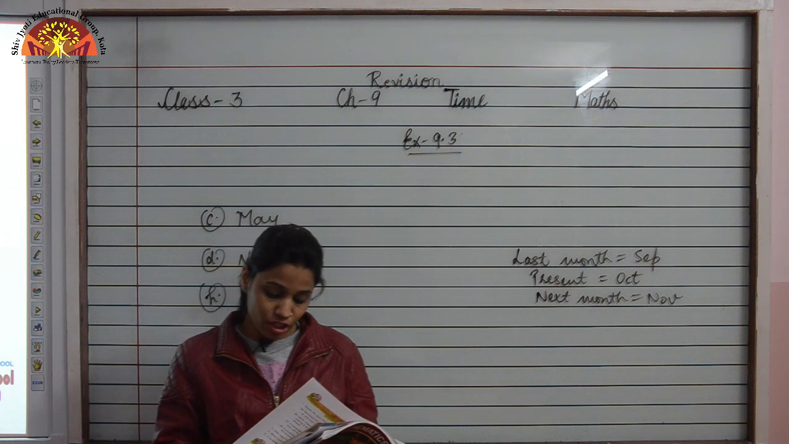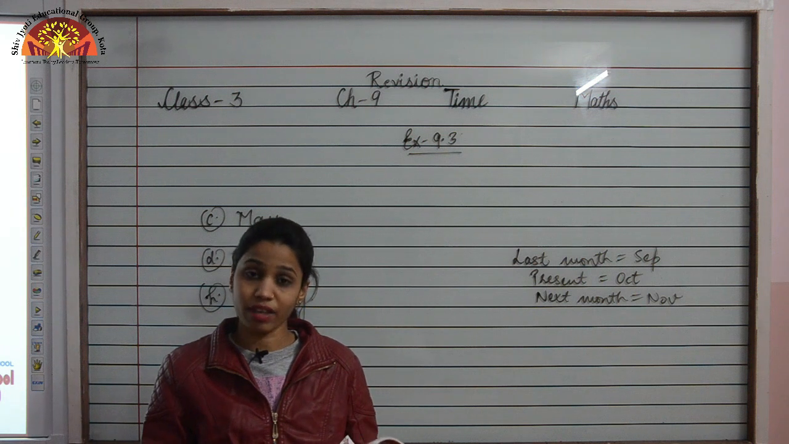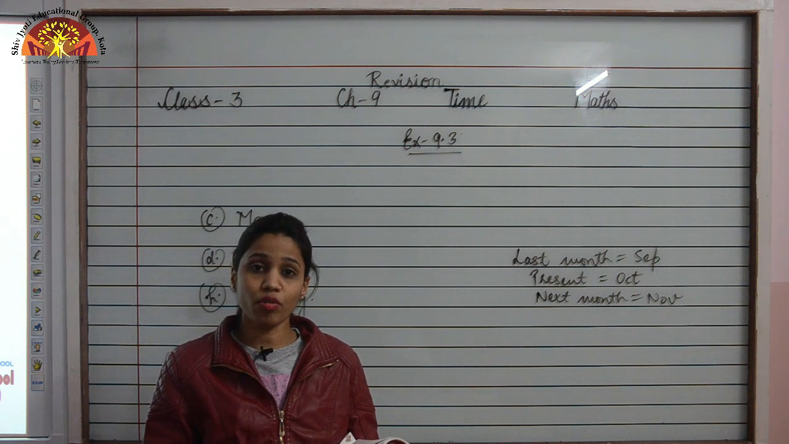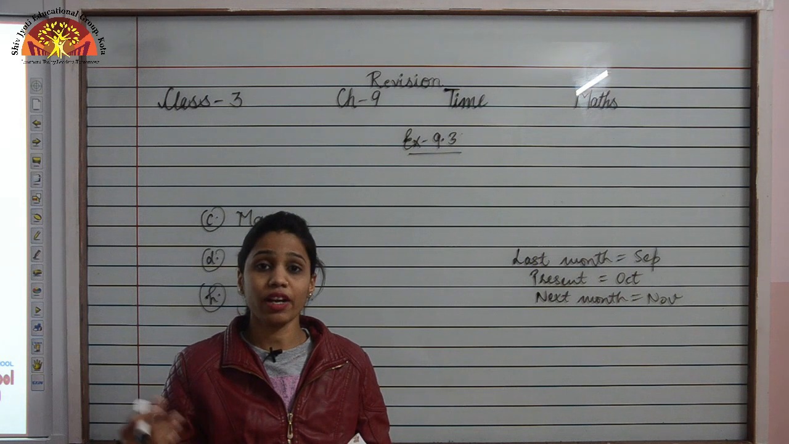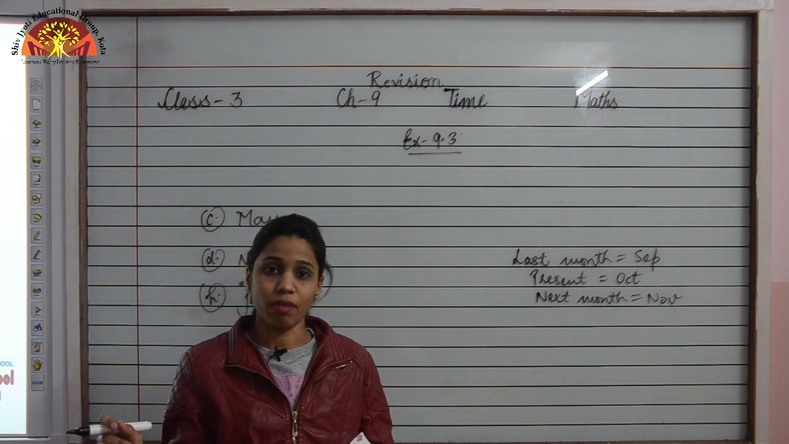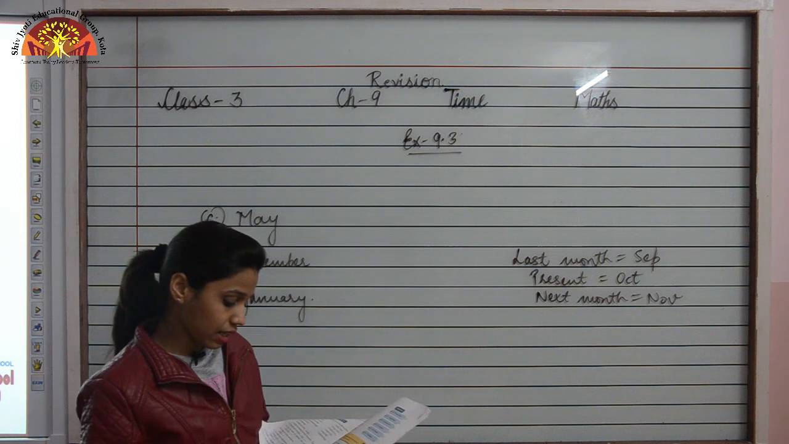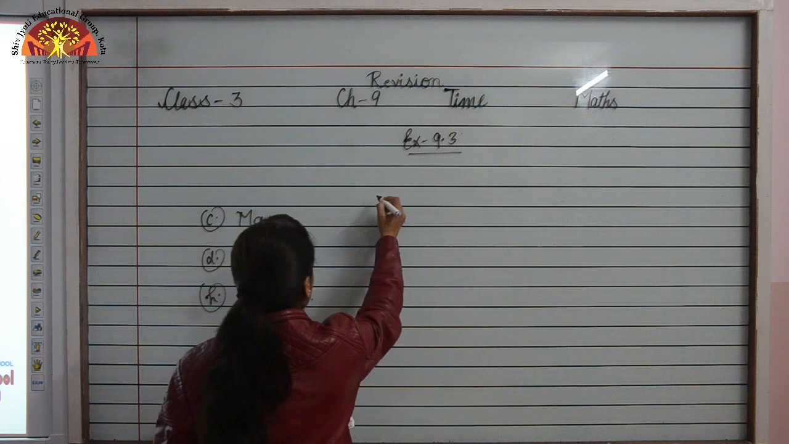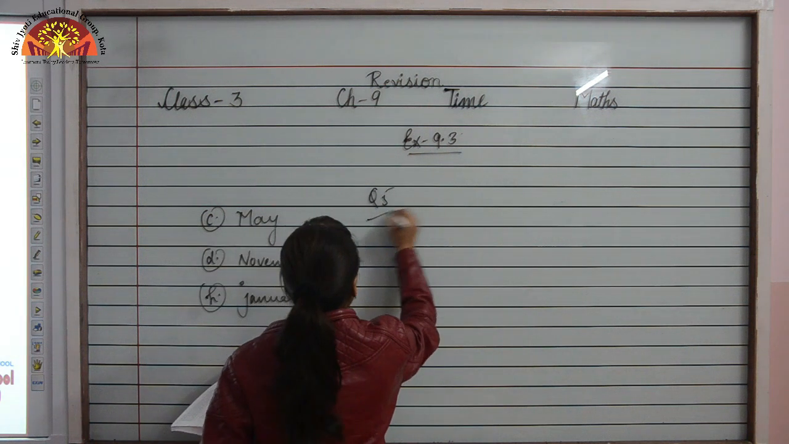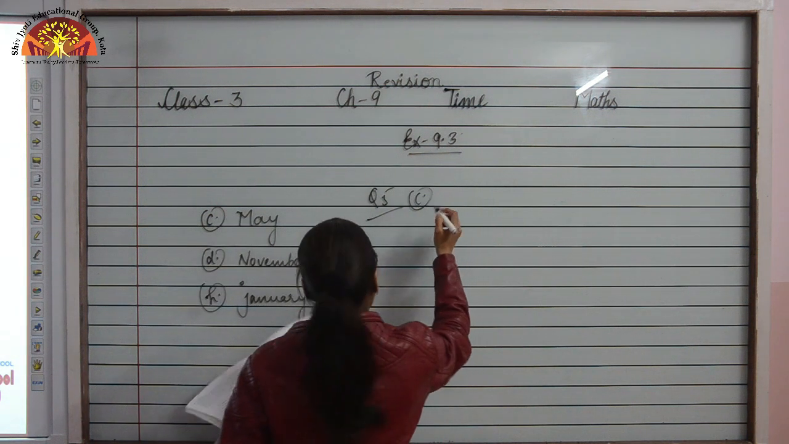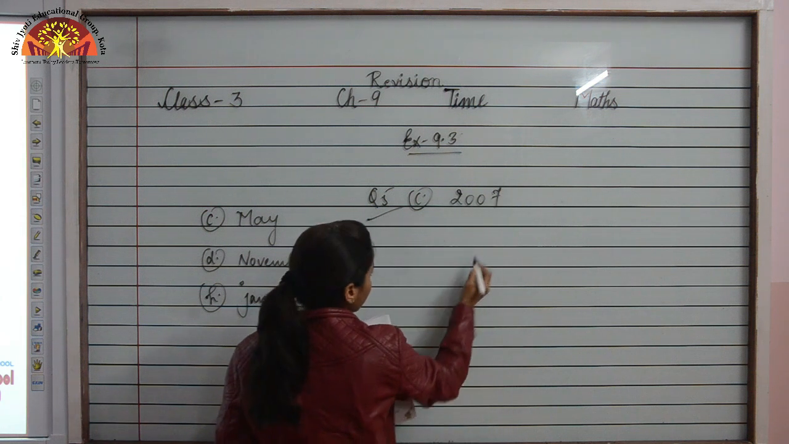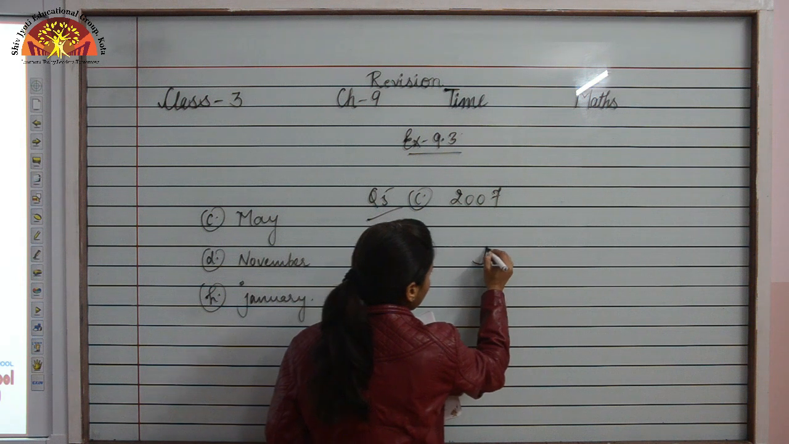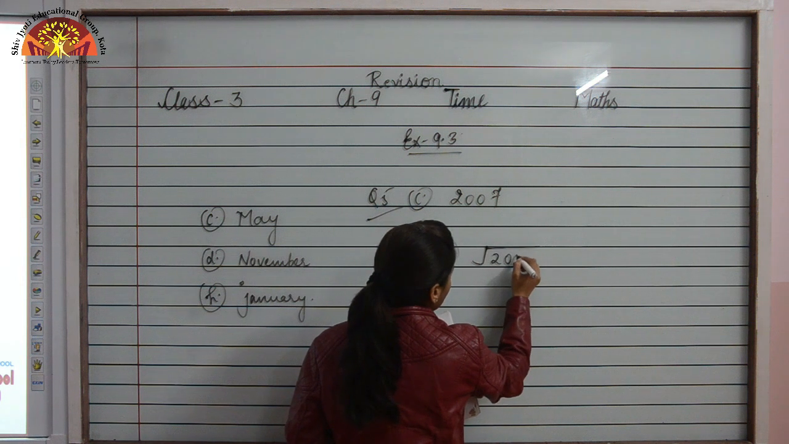Question number 5. Which of these are leap years? You are given some years. What you have to do? You have to find out which of these are leap years. So to find out whether a year is a leap year or not, we have to divide it by 4. So let us take C part. Now what is C part? Question number 5, C part is 2007. So let us divide it by 4 to find out whether it is a leap year or not.